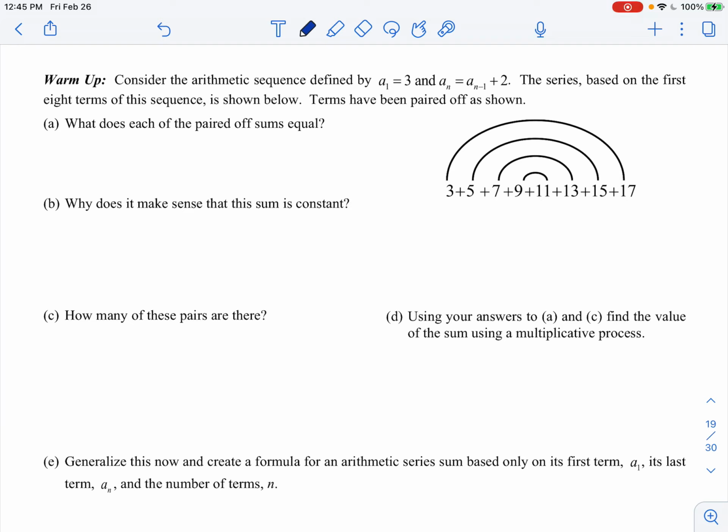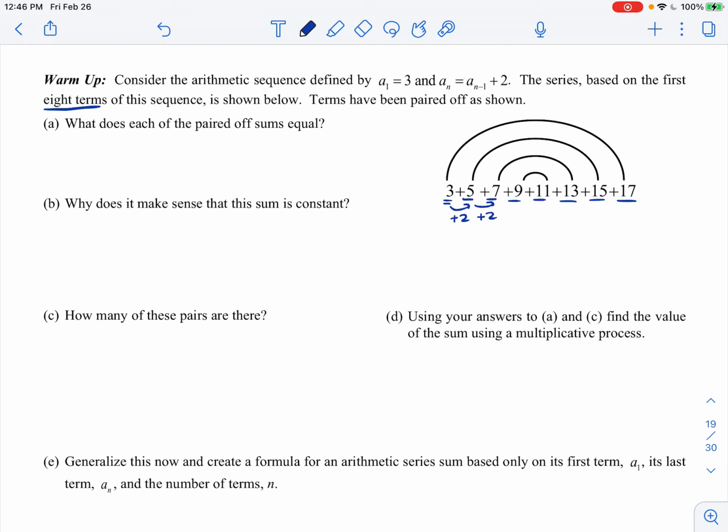Okay, so at this point, I hope you've at least attempted this warm-up, and now let's talk about it. It says to consider the arithmetic sequence defined by the first term being 3, and to get from term to term, you're adding 2. You can see that down here. My first term is 3, then we're adding 2 to get to 5, and then we're adding 2 again to get to 7, and so on. It says the series is based on the first 8 terms, so that's what they gave us here. Term 1 is 3, and counting 2, 3, 4, 5, 6, 7, 8 gets me to the 8th term, which is 17.